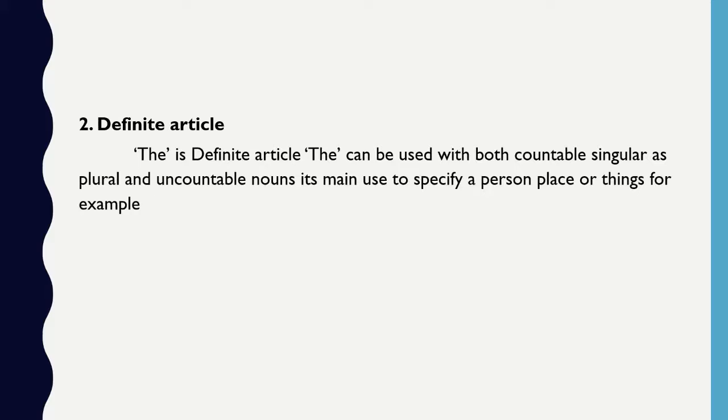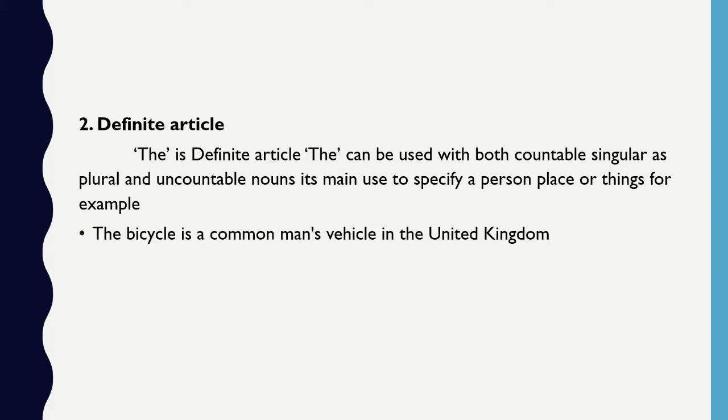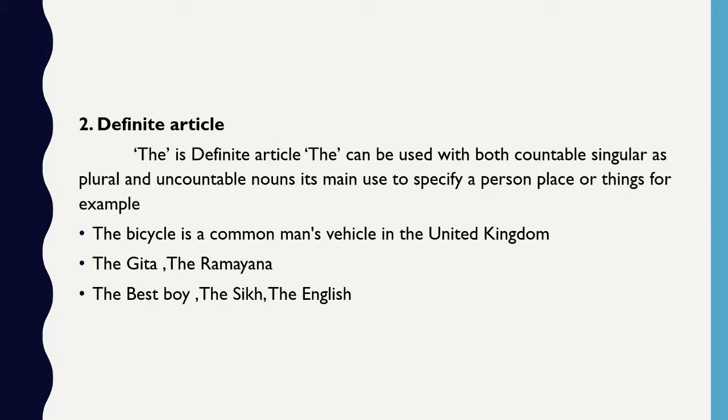Definite article. The is the definite article. The can be used with countable singular and plural nouns and uncountable nouns. Its main use is to specify a person, place, or thing. For example, the bicycle is a common man's vehicle in the United Kingdom. The Gita, the Ramayana, the best boy, the Sikh, the English.